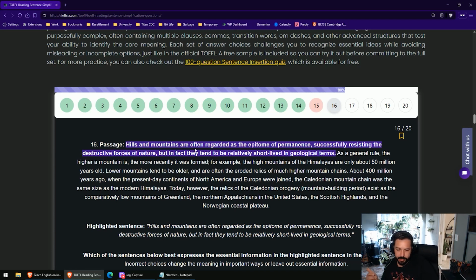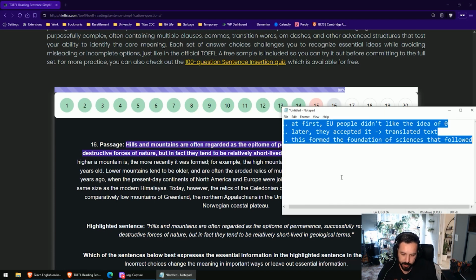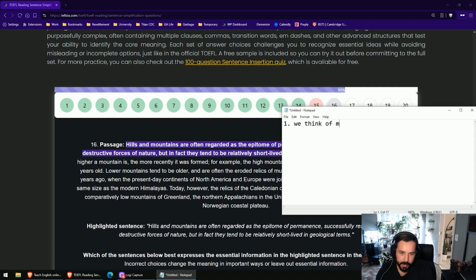Now, hills and mountains are often regarded as the epitome of permanence, successfully resisting the destructive forces of nature, but in fact, they tend to be relatively short-lived in geological terms. So basically, what we're saying is, we think of mountains as permanent and as a symbol of permanence, but they are not.